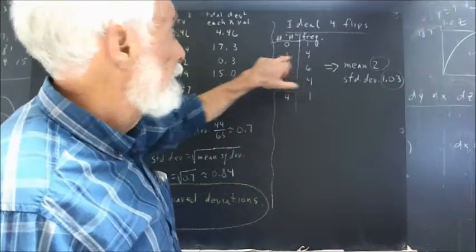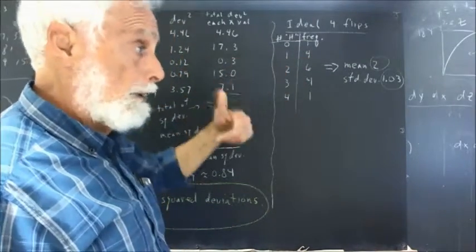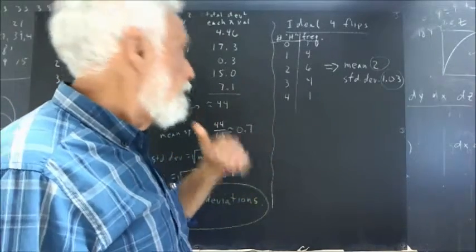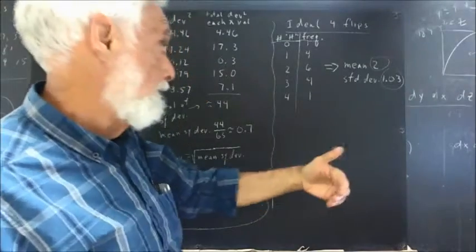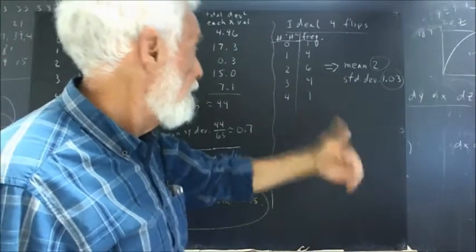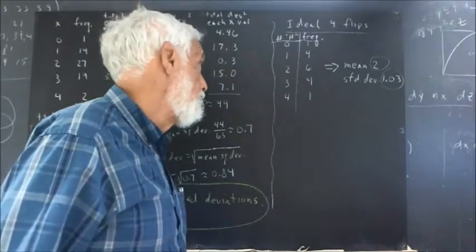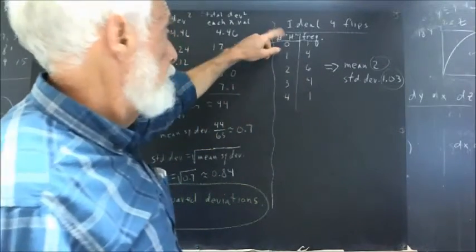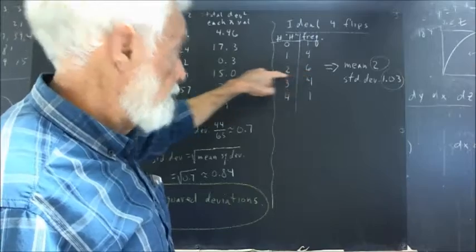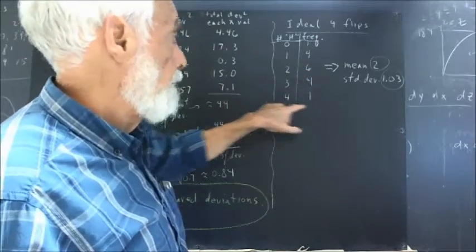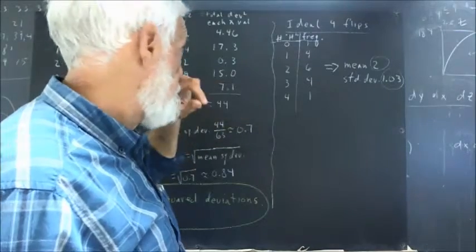There are 4 ways to get 1 head: head, tail, tail, tail; tail, head, tail, tail; tail, tail, head, tail; tail, tail, tail, head. We could list those, and we did in class, and everybody should be familiar with that. If we continue listing, it turns out there are 6 ways to get 2 heads, 4 ways to get 3, and 1 way to get 4 heads.